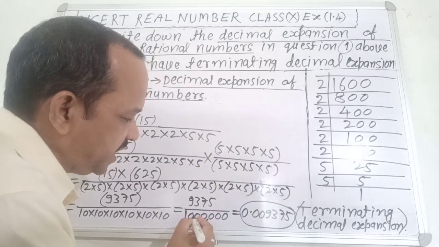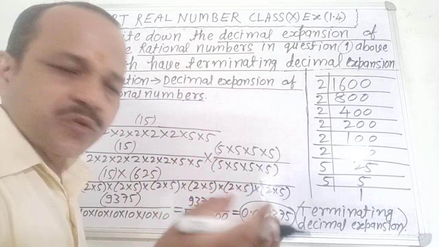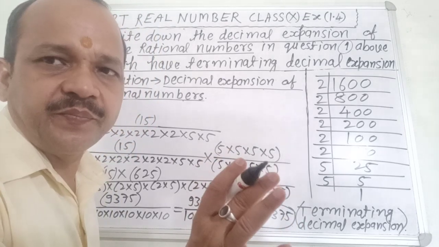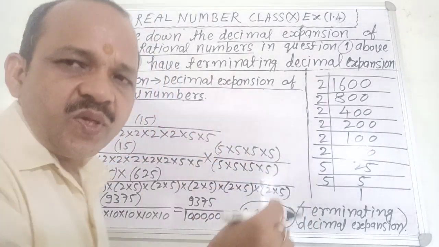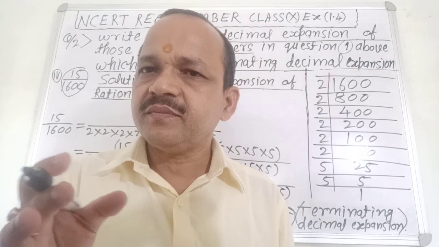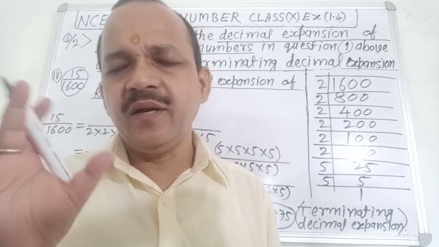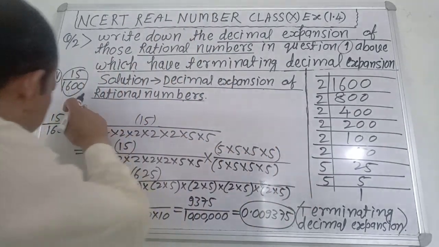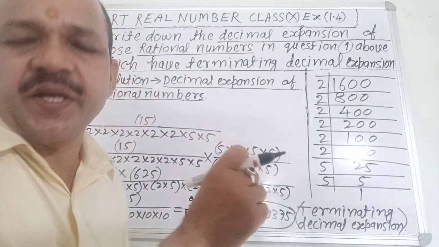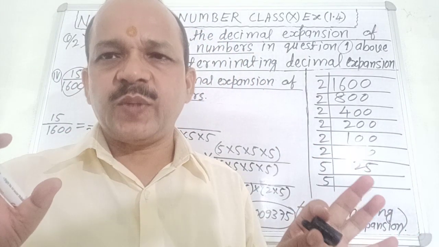So you can write it as 0.009375. It is the value of 15 upon 1600 in decimal, with 6 places of decimal. It means 15 upon 1600 equals 0.009375, which is a terminating decimal expansion.